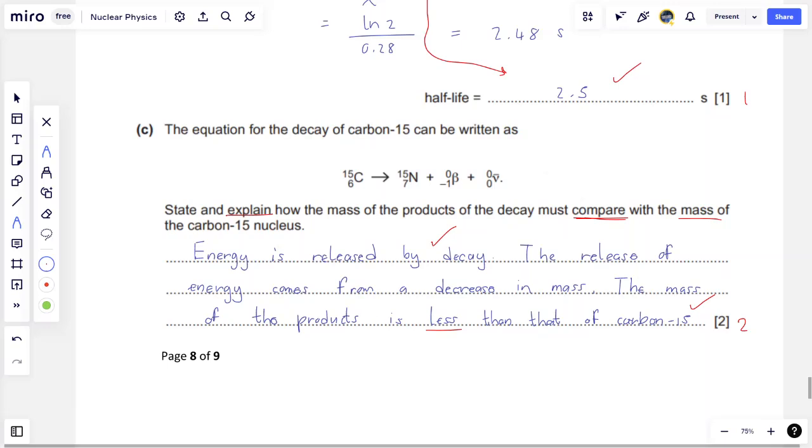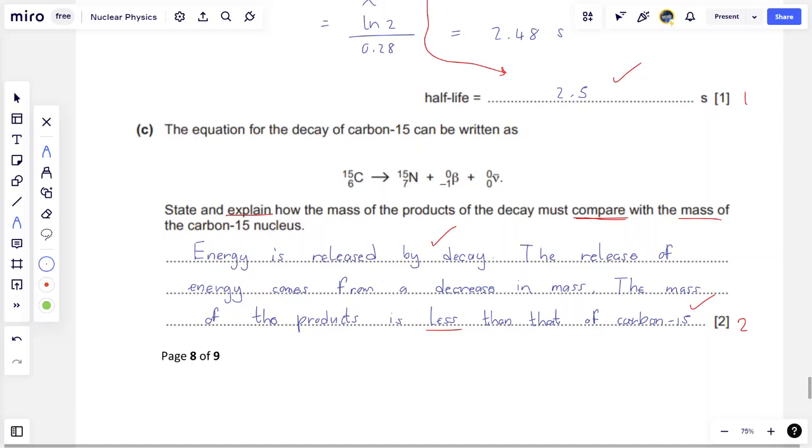So explicitly I was told, make a comparison please, and make a comparison of the mass. So simply put, you have to have a statement somewhere there that compares masses. If you don't, you haven't answered the question. And so that question was 2 marks, and that was the last sub-question.